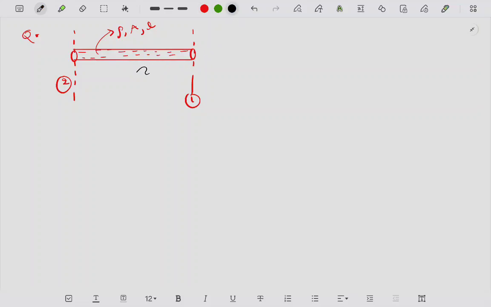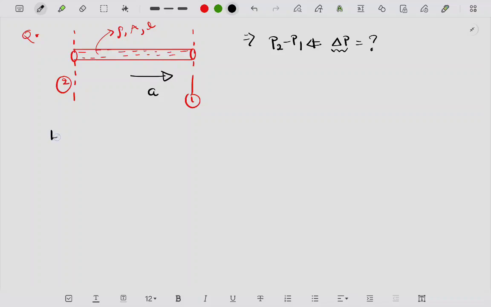The question is: when this tube is accelerating with an acceleration a, what will be the pressure difference between 1 and 2, and at which point is the pressure more? Is P2 more than P1 or P1 more than P2? We'll see. The answer will come in terms of acceleration, length and density of that fluid.